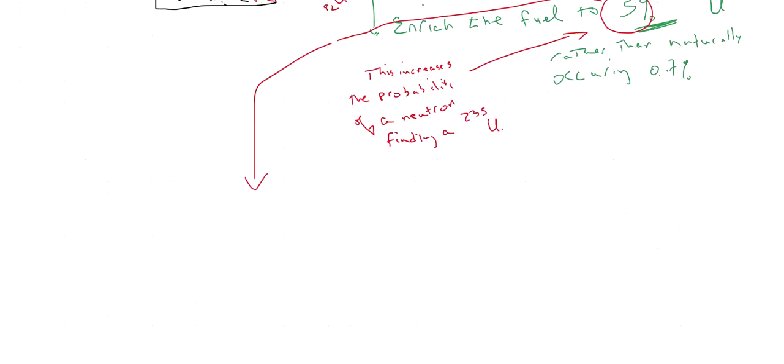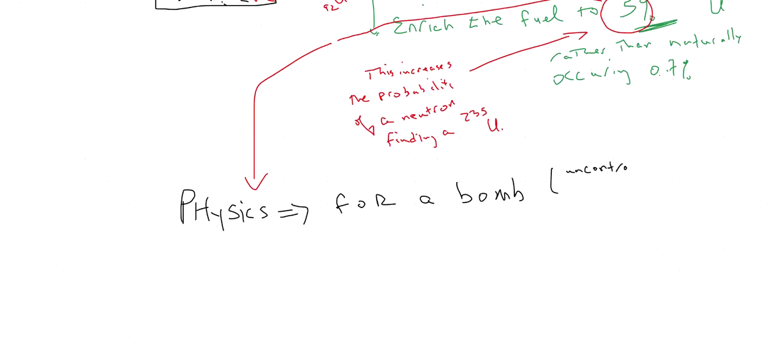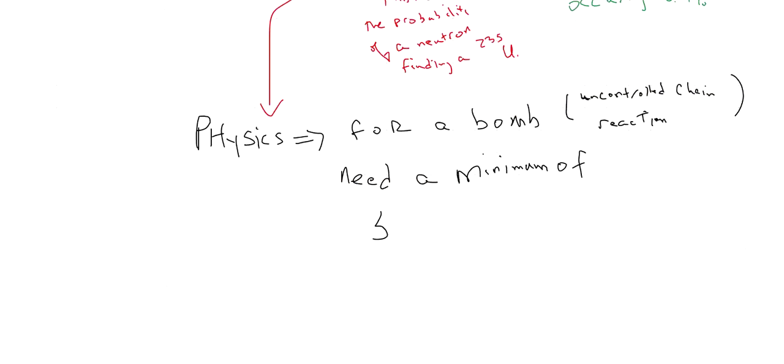Physics is the important thing here. The laws of physics tell us that to make a bomb, where you have an uncontrolled chain reaction, you need a minimum of 30%, oh gosh, my handwriting, of 30% uranium-235.